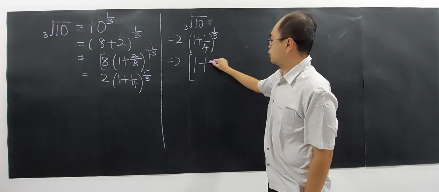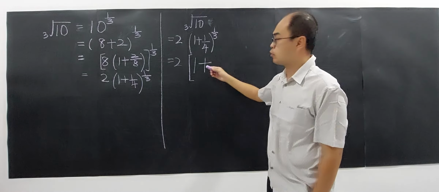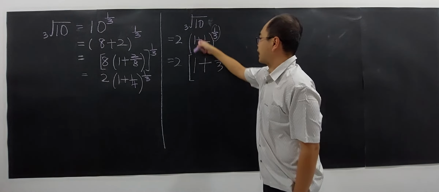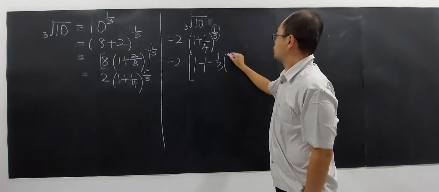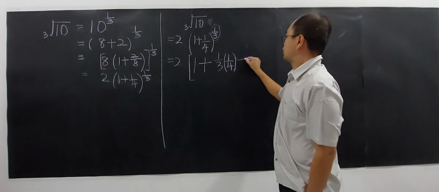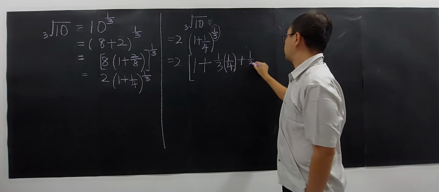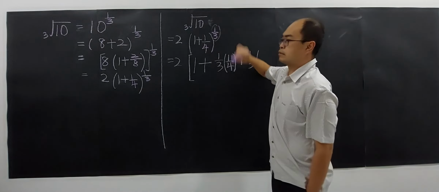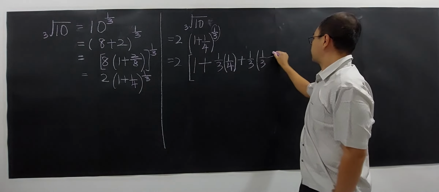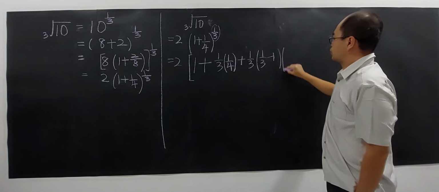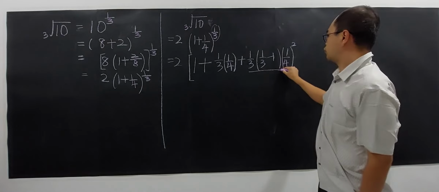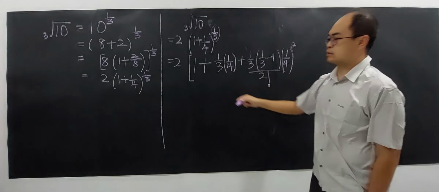If the question asks you to expand up to the first 4 terms, then you expand up to the first 4 terms. So you're taking it just like 1 plus x: 1, plus 1 over 3 times 1 over 4 to the power of 1, followed by 1 over 3 times 1 over 3 minus 1, times 1 over 4 to the power of 2, divided by 2 factorial. This is the first 3 terms.